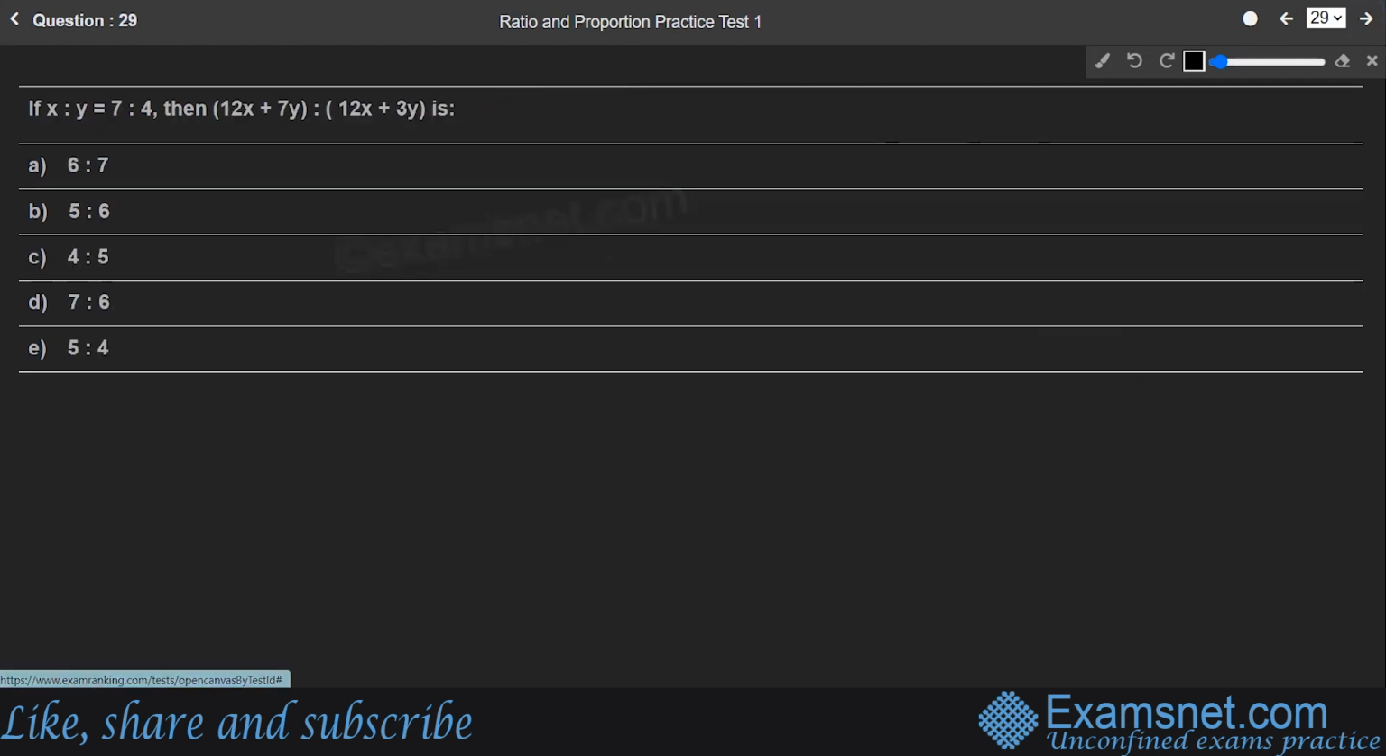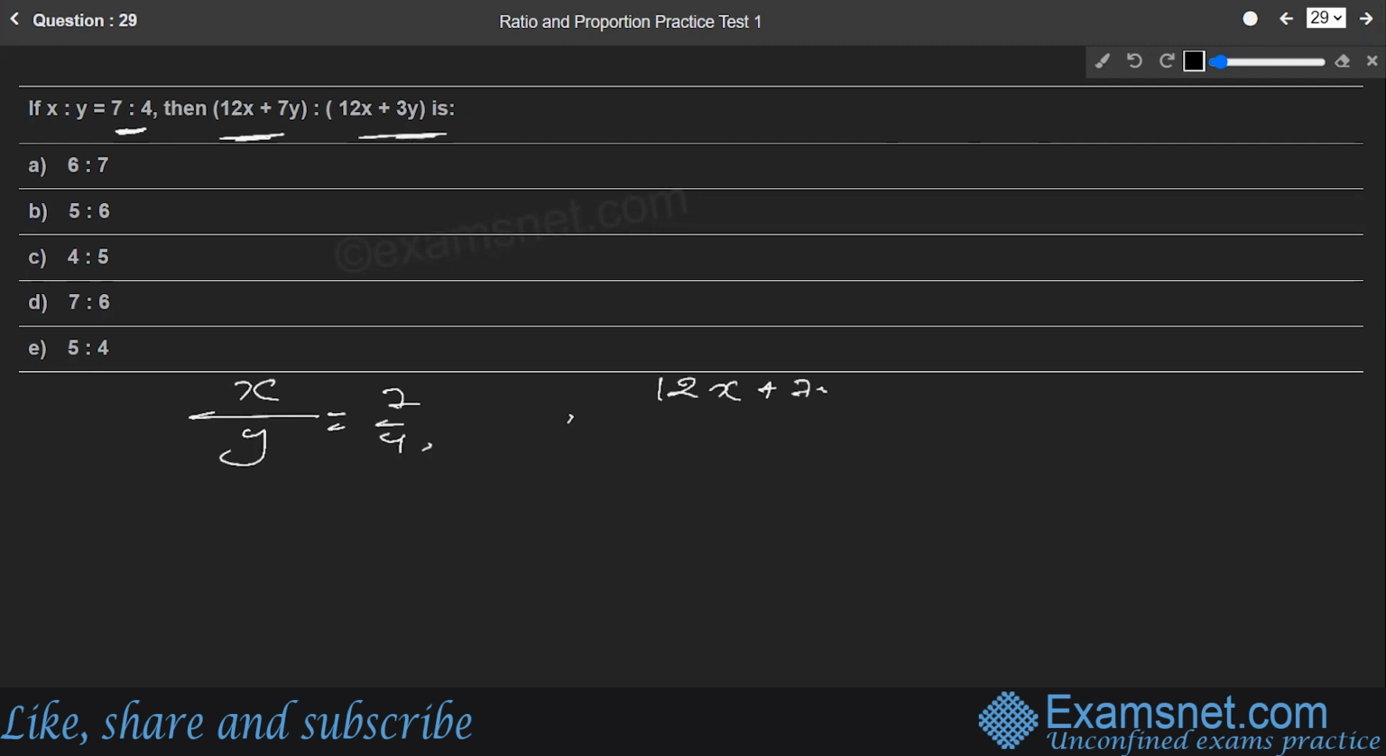Now, if x is to y is 7 is to 4, then 12x plus 7y is to 12x plus 3y is what? This is what is given. So what has been given to us? x by y has been given to us as 7 by 4. The expression which we have to find out is 12x plus 7y divided by 12x plus 3y. This is the value of this expression we have to find out.